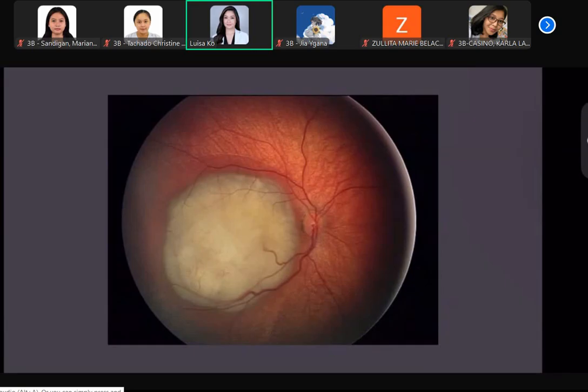Enucleation is the removal of the entire globe, including some parts of the optic nerve, knowing that the most common spread of retinoblastoma is still through the optic nerve. Any questions regarding this? None so far.